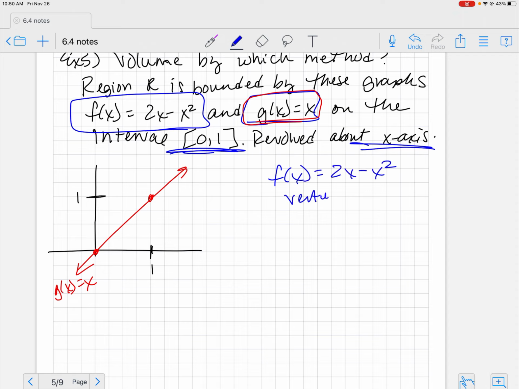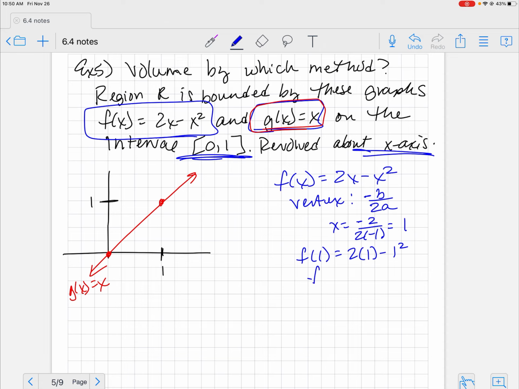If I find my vertex, I know that this is negative b over 2a. So I've got negative b, which is negative 2, over 2 times negative 1. That's going to be a 1. So f of 1 is equal to 2 times 1 minus 1 squared. So 2 minus 1, oops, is 1. So I have the vertex up here at (1, 1). Now, if I plug a 0 into this, 0 times 0 is 0. So I've got the point 0 and I've got the point 1, and I know that's my vertex.